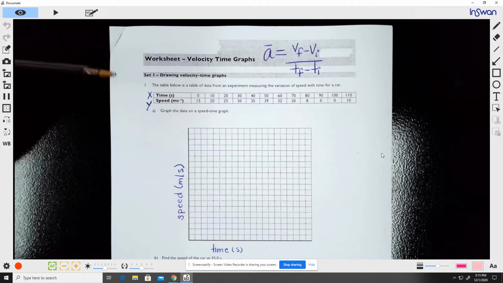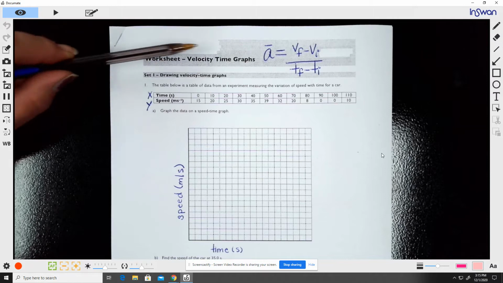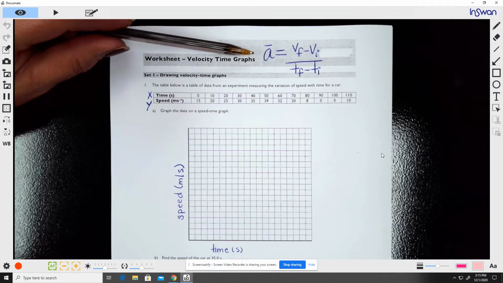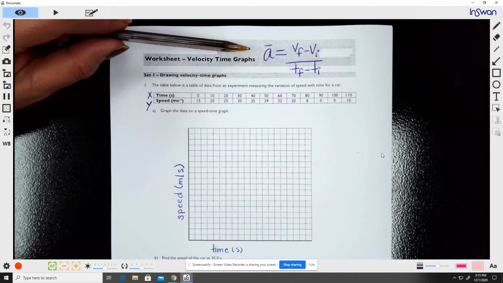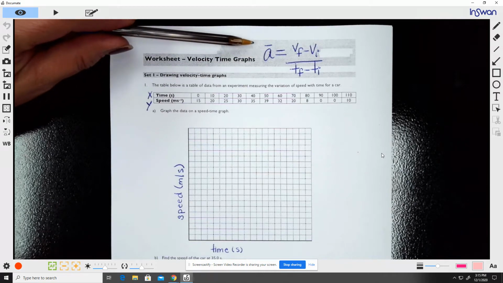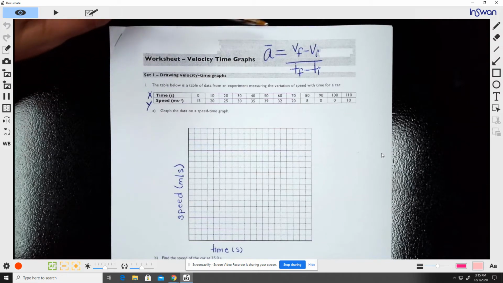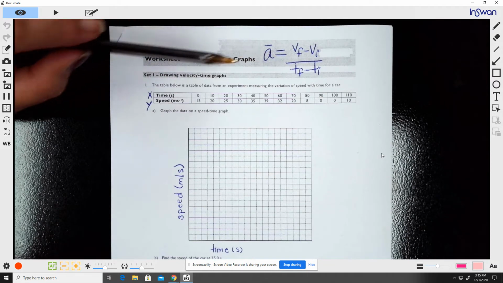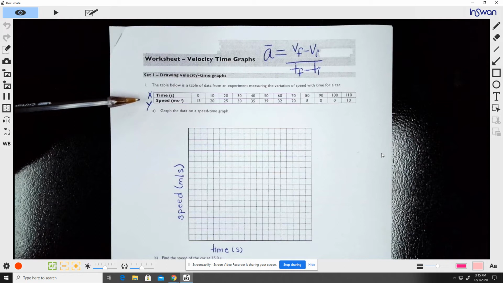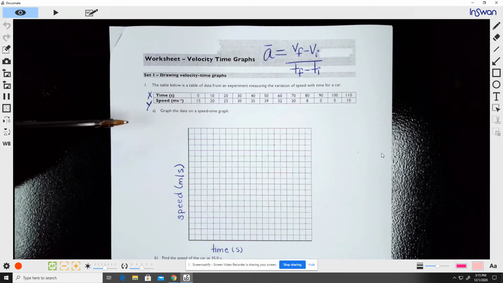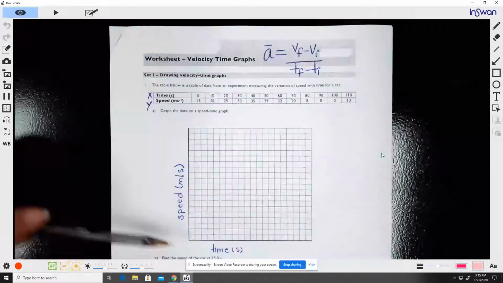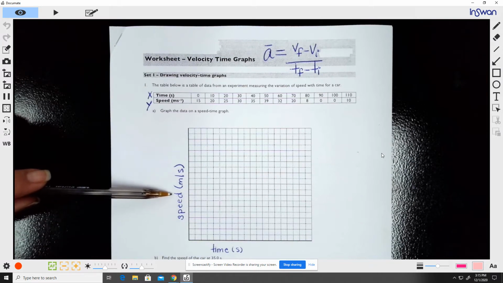So the first one that you have is velocity time graphs. Make sure that you have this equation. This is the physics equation for slope of a velocity time graph. So average acceleration is equal to your change in velocity over your change in time. Make sure that when you are constructing your graph, that time always goes on your x-axis, right?